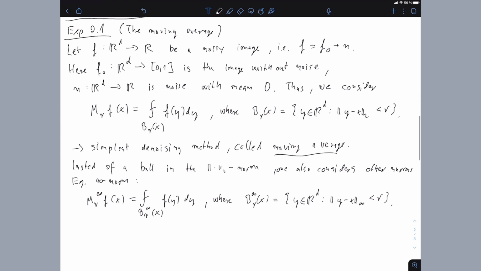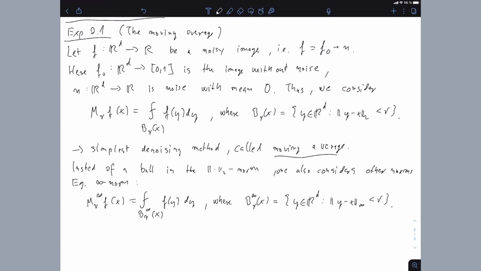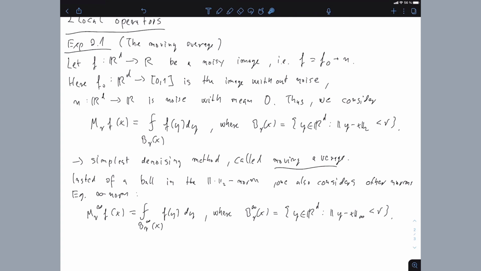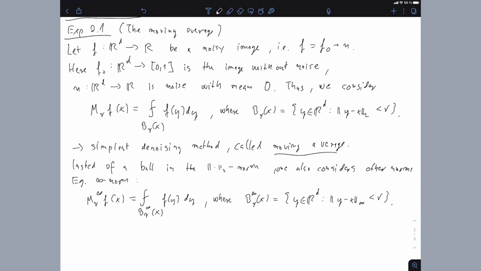One thing I didn't mention is that usually we consider images on a rectangle, some omega. Here, I chose not to do so to avoid boundary effects. Because if you think about your moving window or your ball, you have to do something when you are close to the boundary, when your window is trying to look outside the domain. In order to avoid this, when looking at the first example, I just said there is no boundary because the image is living everywhere. But we will come to this, how to solve the boundary problem.